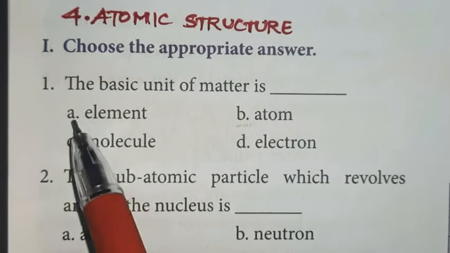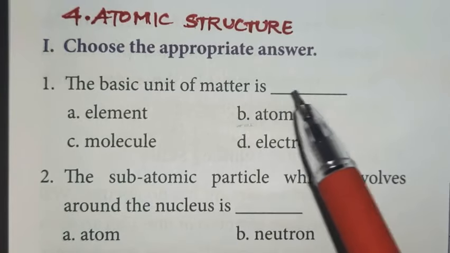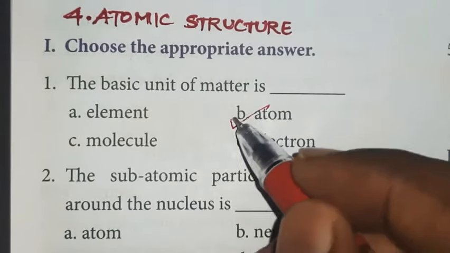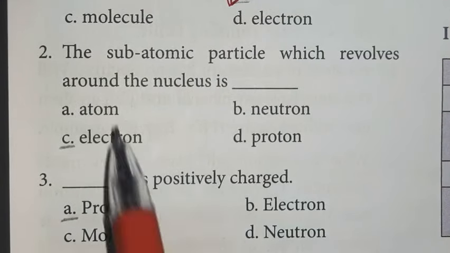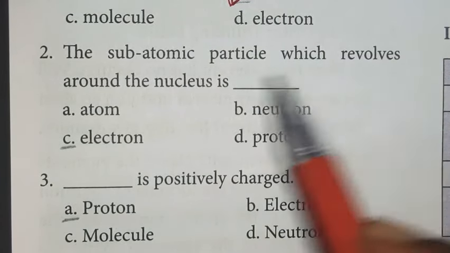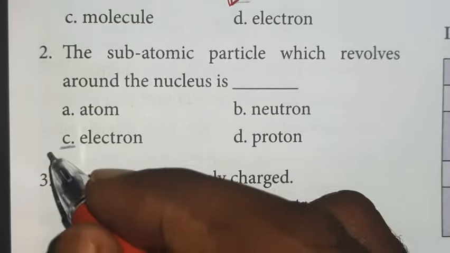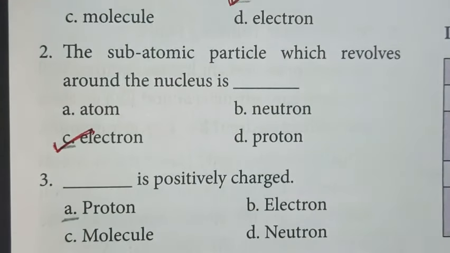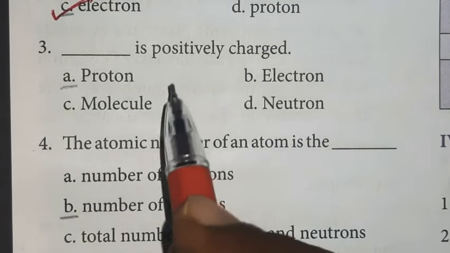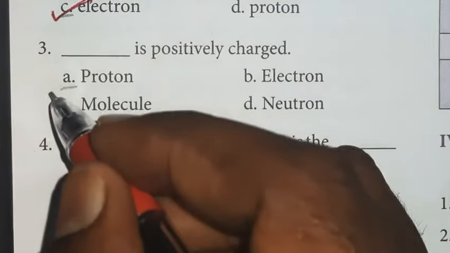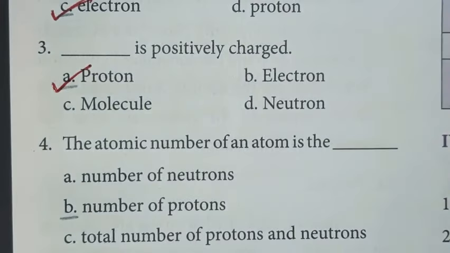First one, the basic unit of matter is atom. Option B is the right answer. Second one, the subatomic particle which revolves around the nucleus is electron. Option C is the right answer. Third one, dash is positively charged proton. Option A is the right answer.